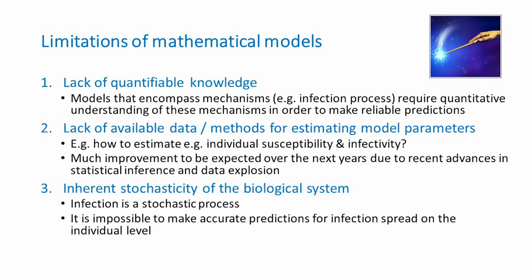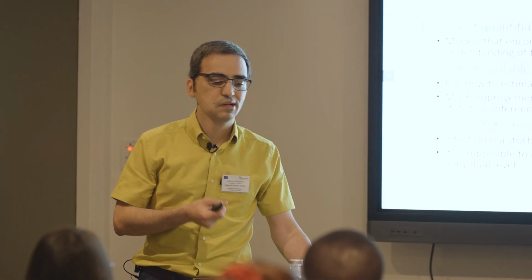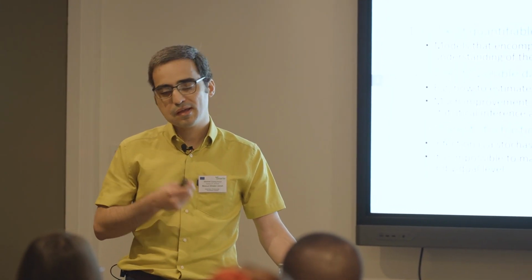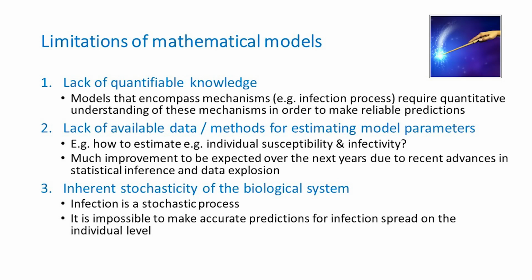And finally, biological processes have an inherent randomness in them. And with mathematical modeling, we cannot for certain predict the outcome. For example, we cannot say for sure if an animal will get infected or not. We can provide probabilities, but bringing a definite answer is something we cannot do.